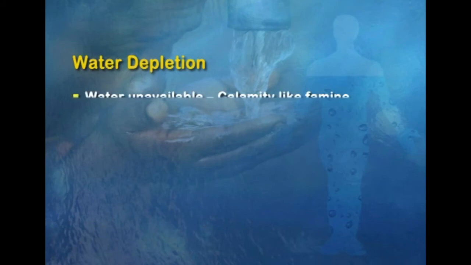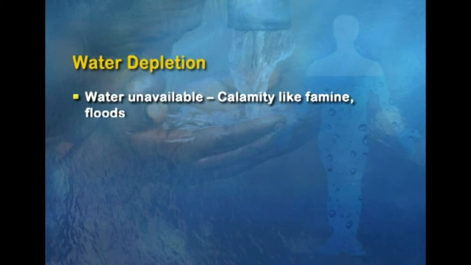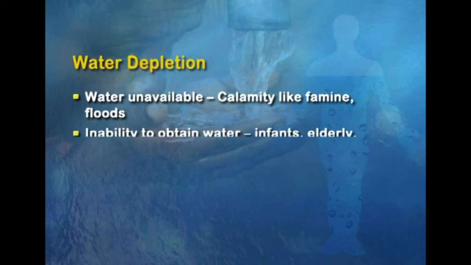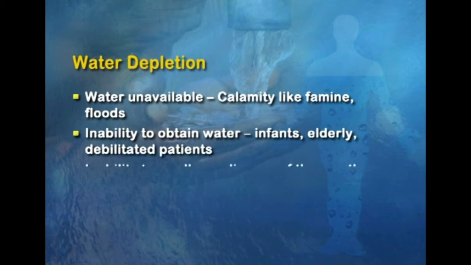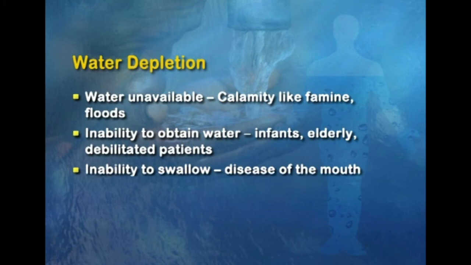Next component is water depletion. This can occur due to reduced intake, that is, when there is water not available for drinking. Now, this is typically seen in several calamities like famines, floods, where there is insufficient water for an individual to drink. Sometimes there is inability to obtain water. Infants, elderly, patients, they may not have easy access to water. Sometimes there can be an underlying disease and there is inability to swallow, as is seen in the diseases of the mouth or the esophagus.